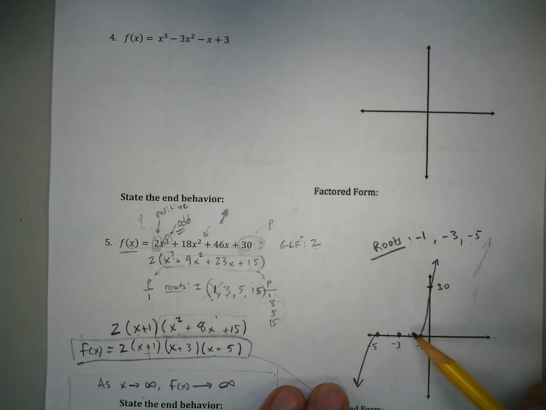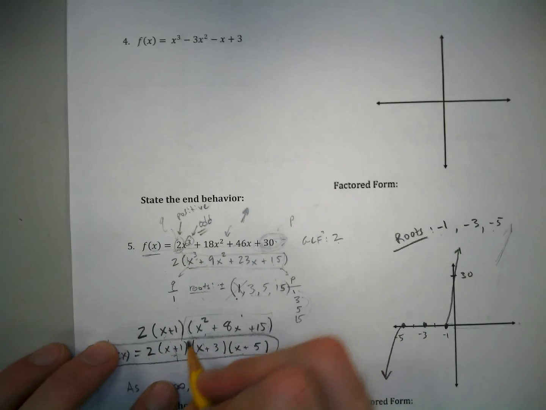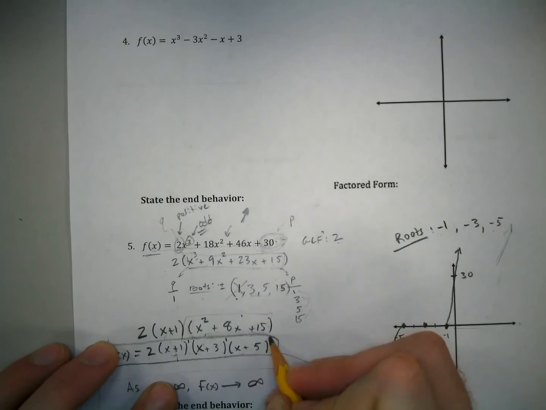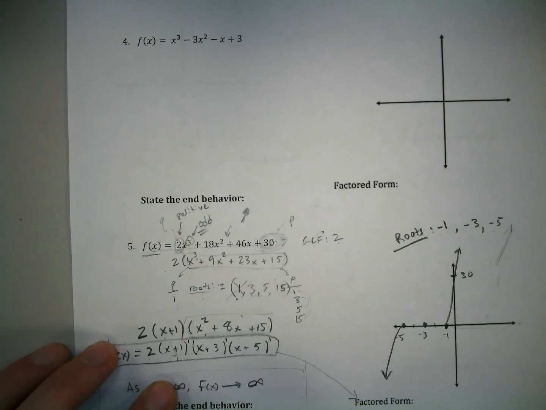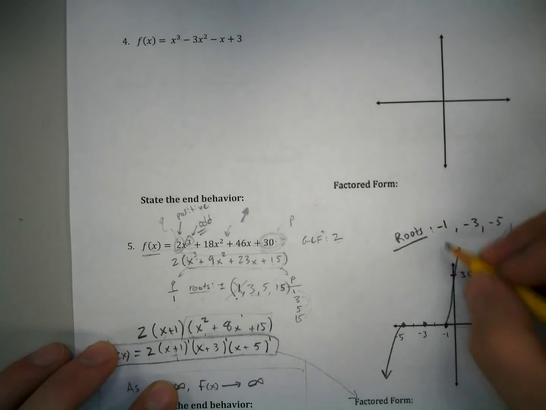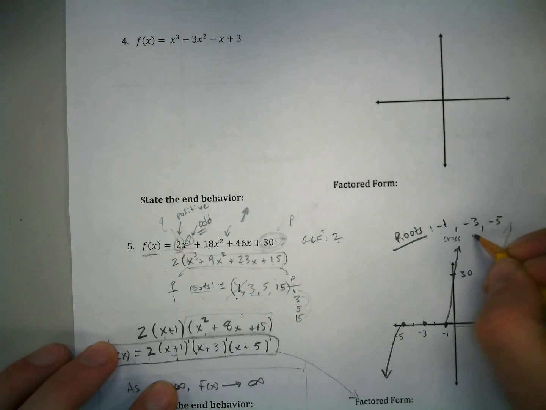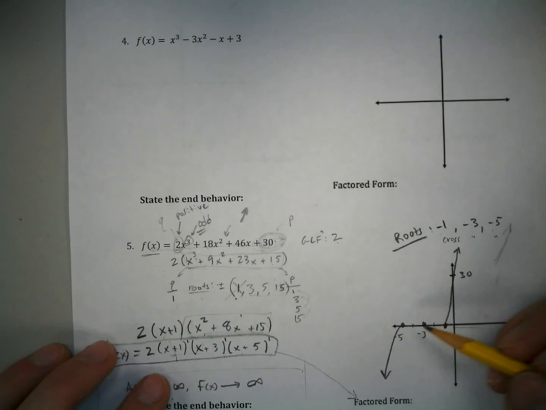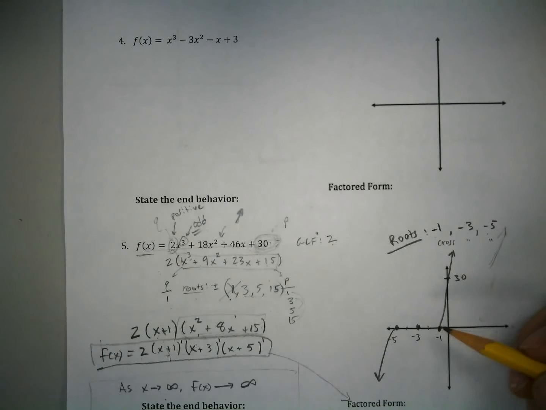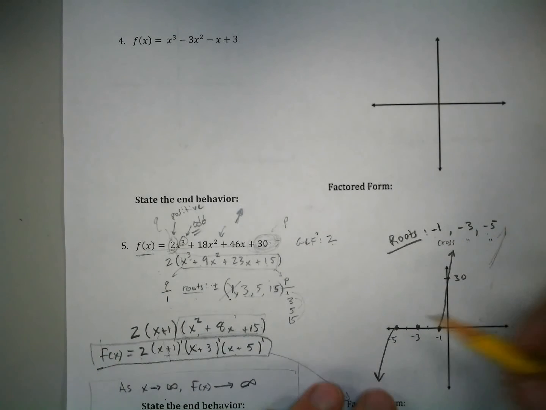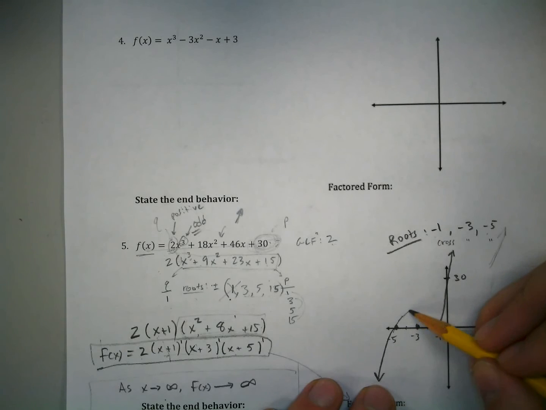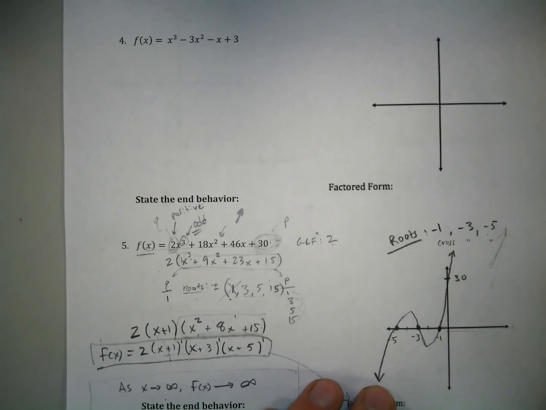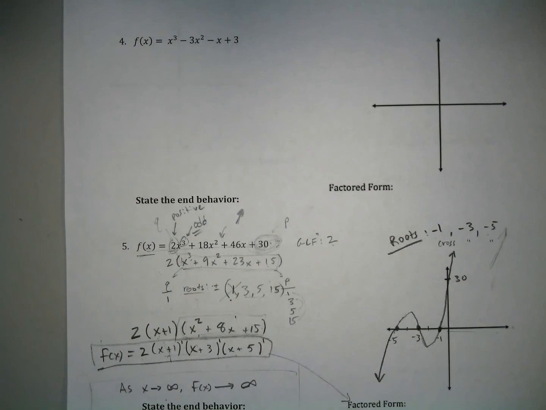What goes on in the middle? Well, each of these factors are just to the first degree. There's no exponents on them. So their multiplicity is just 1. They're going to cross through on each one of those. If you're not sure about multiplicity, go on YouTube, type in graphing polynomials with multiplicity, you'll find some videos. We cross, we cross, we cross, and that is a pretty dang good looking graph.